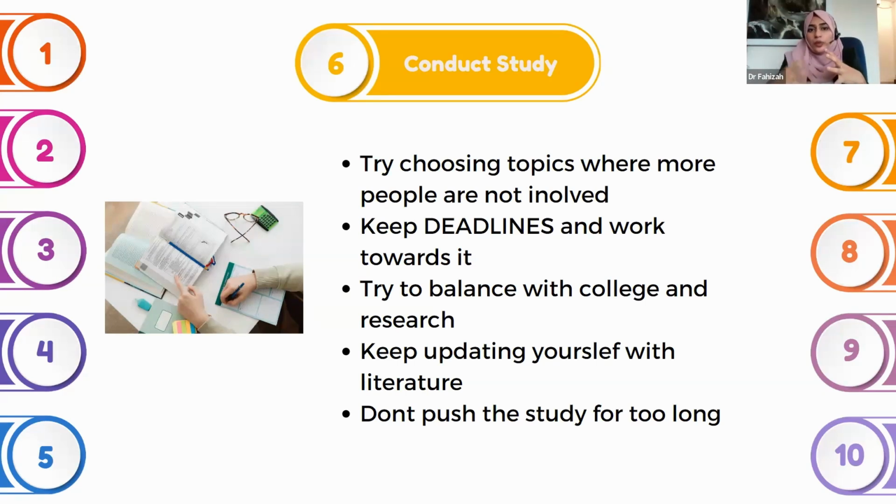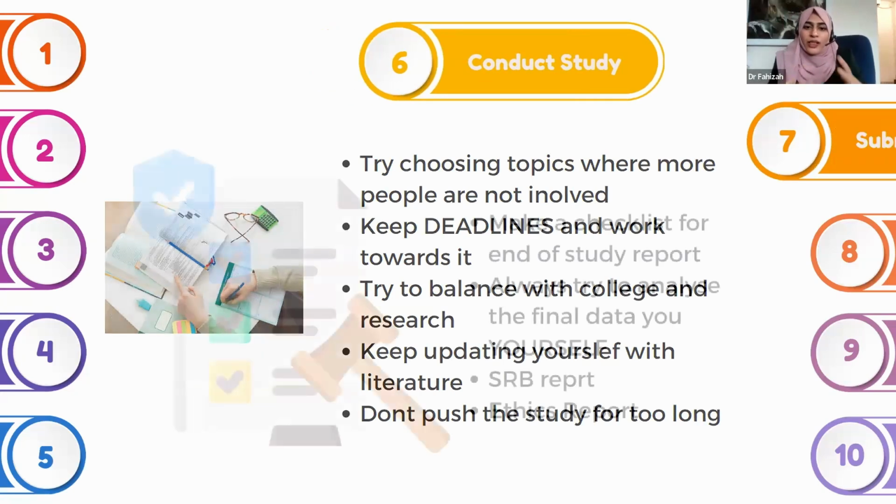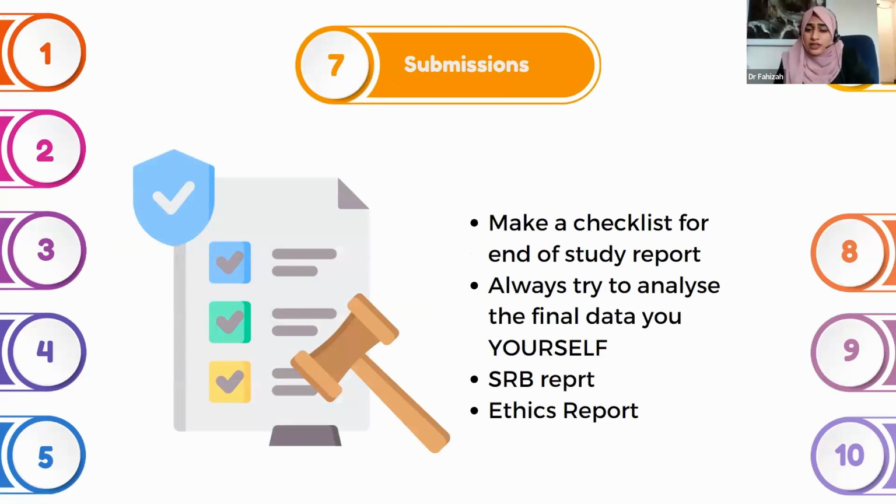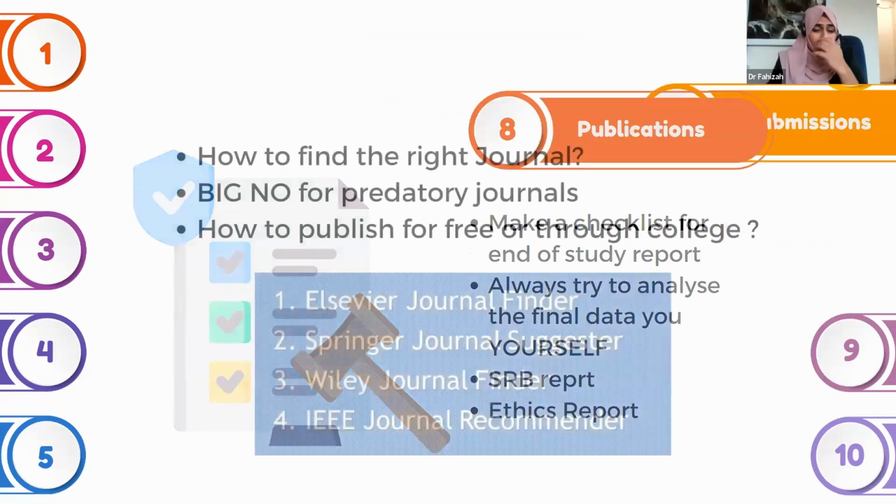You need to keep doing Google searches again and again, because if somebody has already done it and it got published a few months back, then what is different in your study? When you publish it, you should not put it in the same way. You should put it from a different point of view. Then, of course, once you finish the study, you do a checklist and then you submit the reports and everything.